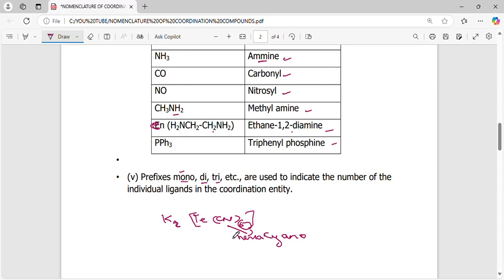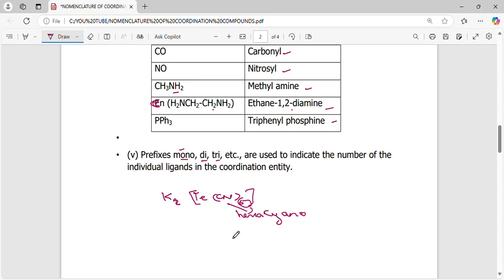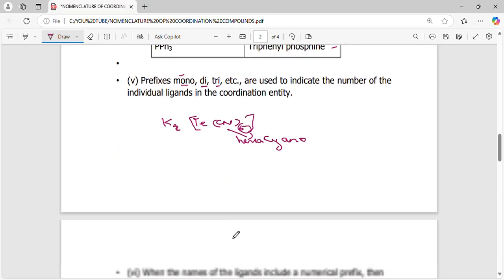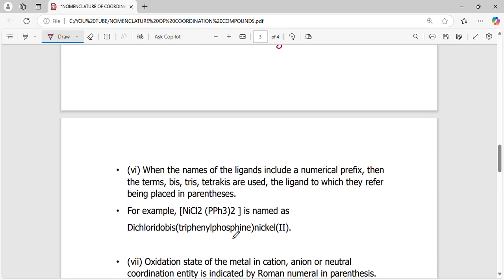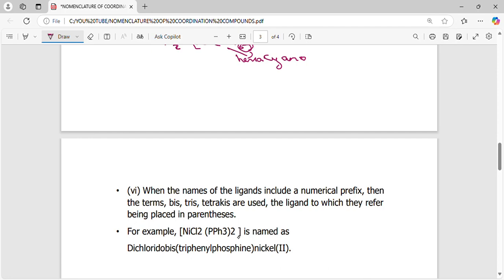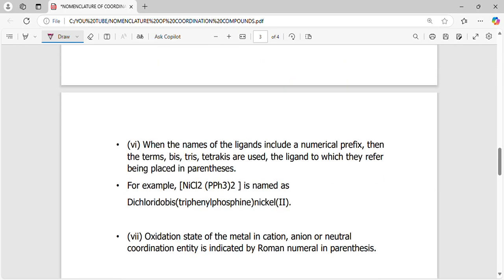So while writing the name of the ligand, always follow alphabetic order, that is a must. Accordingly, the prefix also has to be used to indicate the number of ligands. Now, the next rule is, in some cases, the ligand itself has words like di, tri, etc. For example, see, Co(en)3 3+. This is a coordination compound.